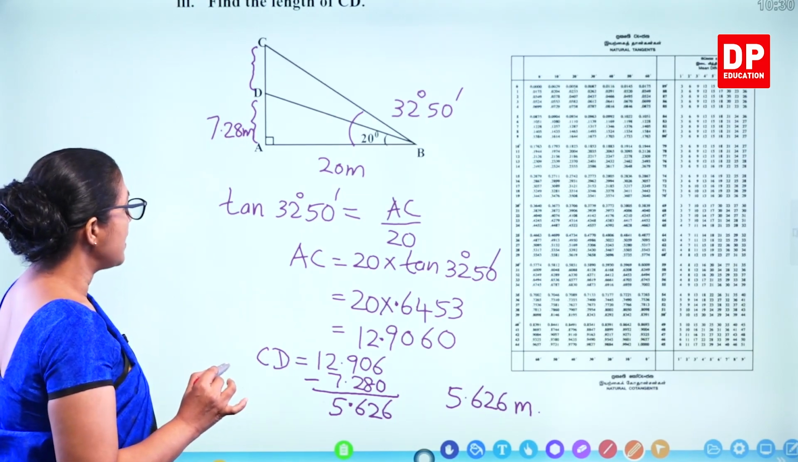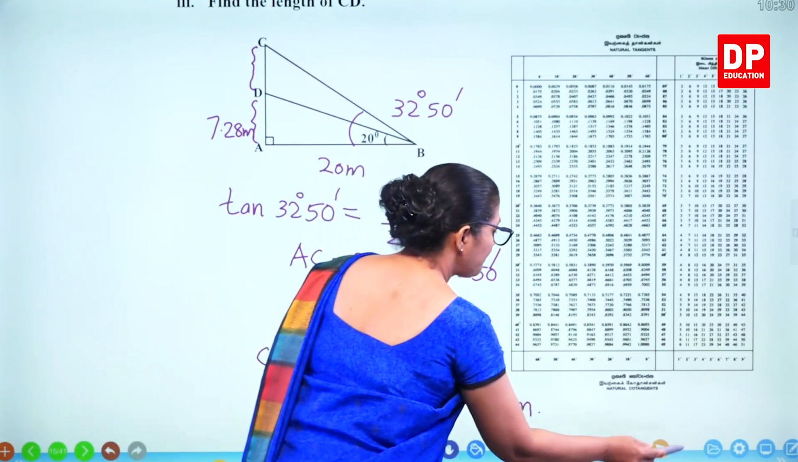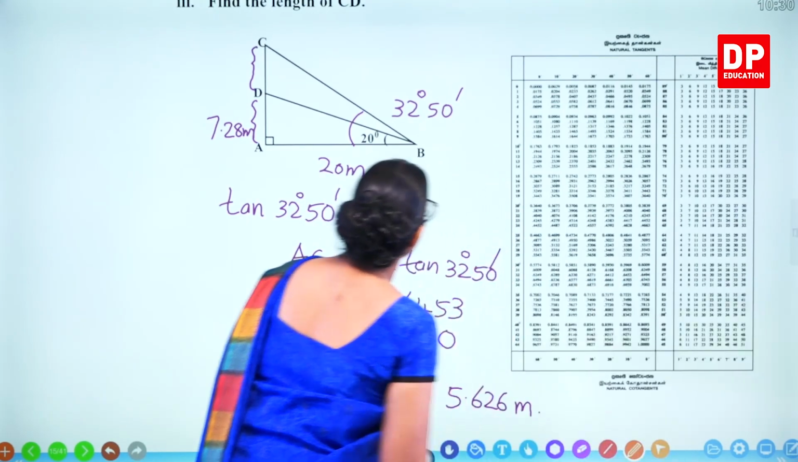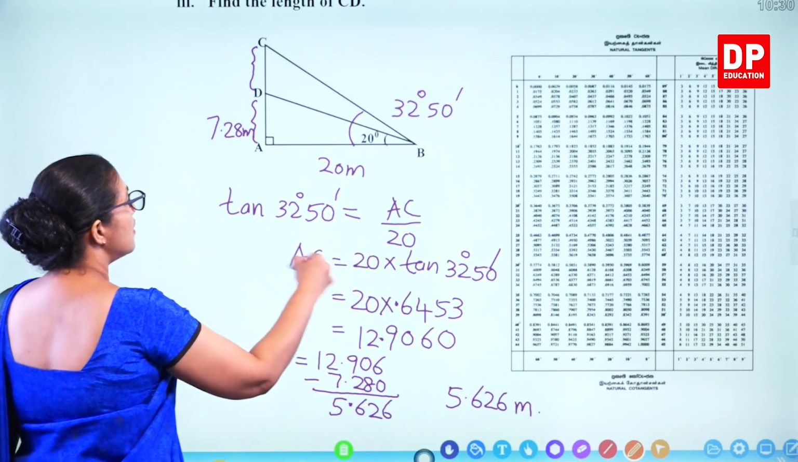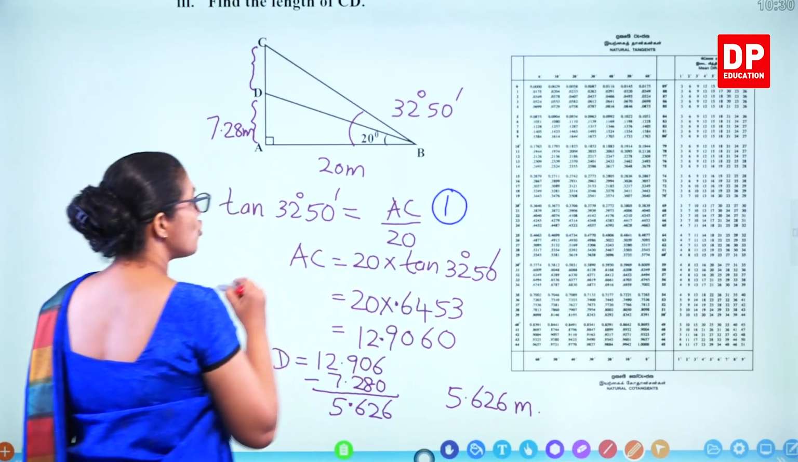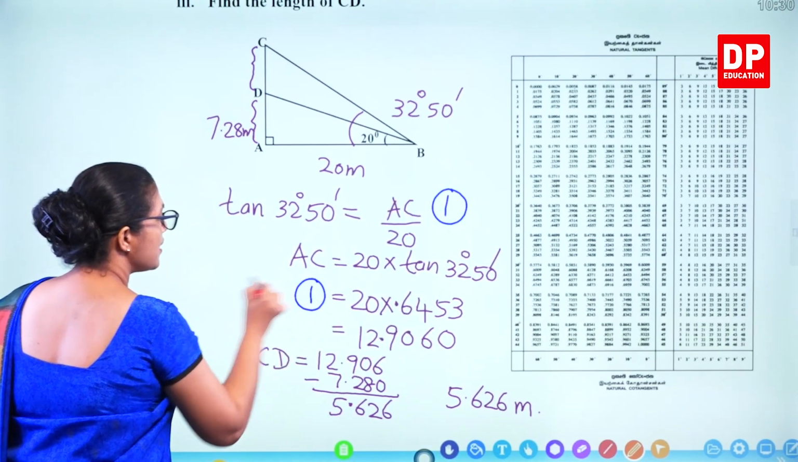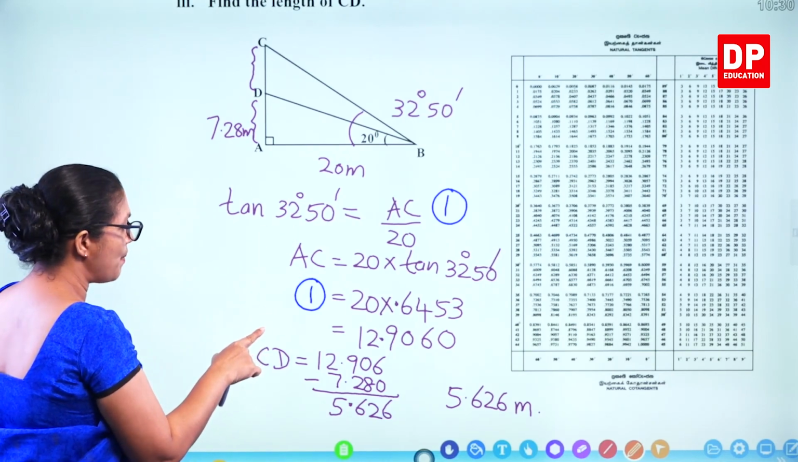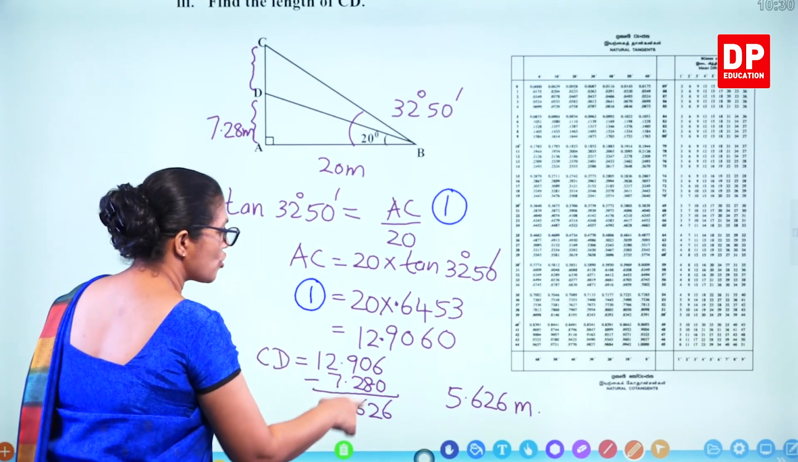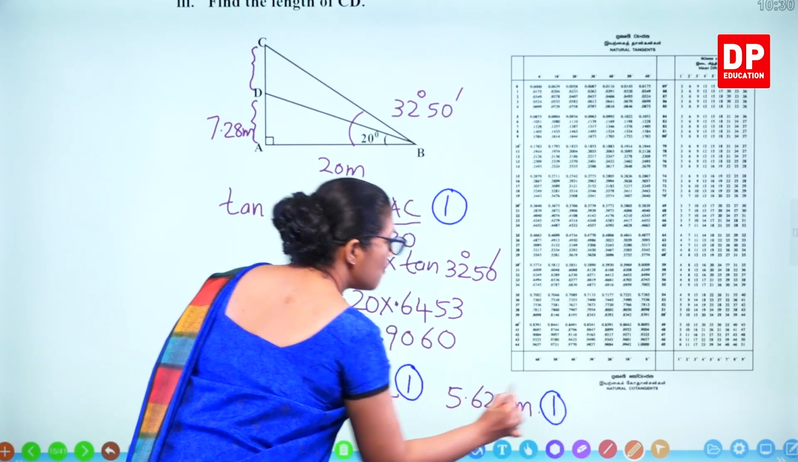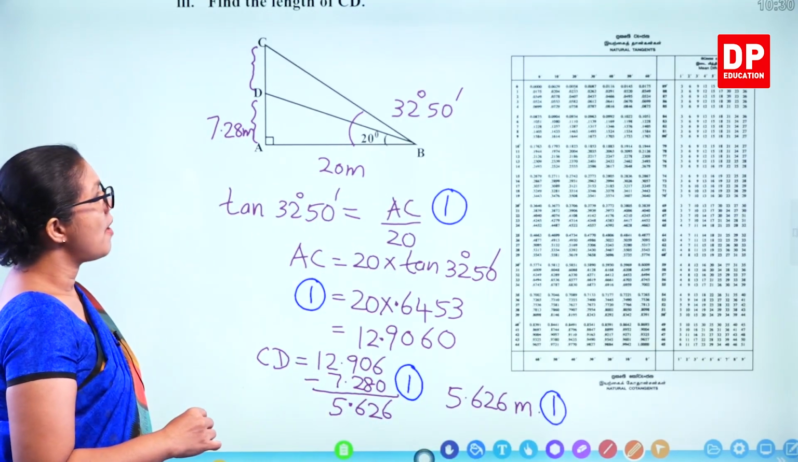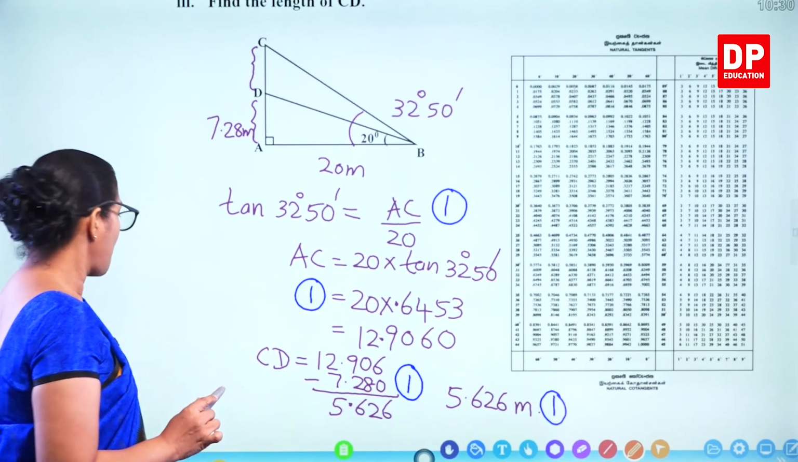So how can we give marks? We can give ratio, correct ratio 1 mark, and referring the table 1 mark, and subtraction 1 mark, and get the final answer 1 mark. 4 marks for this part.